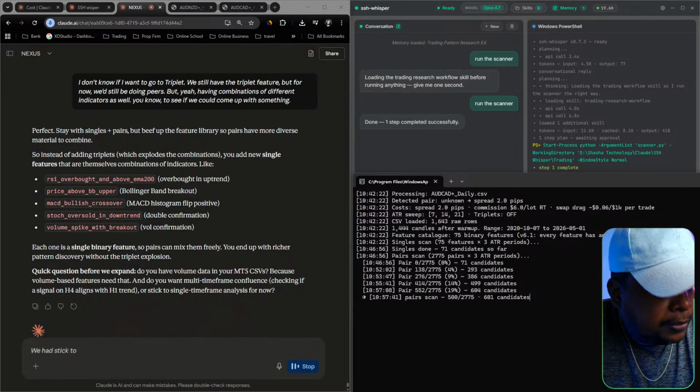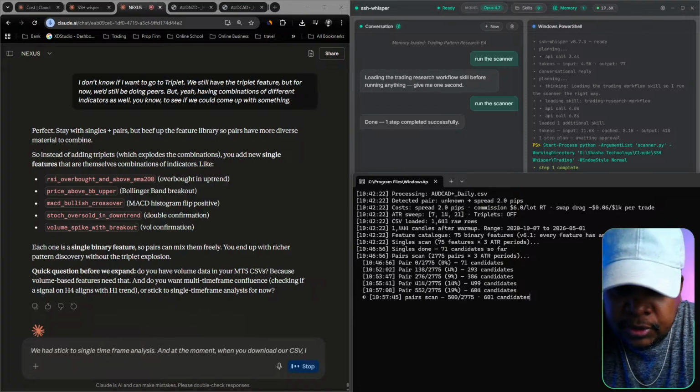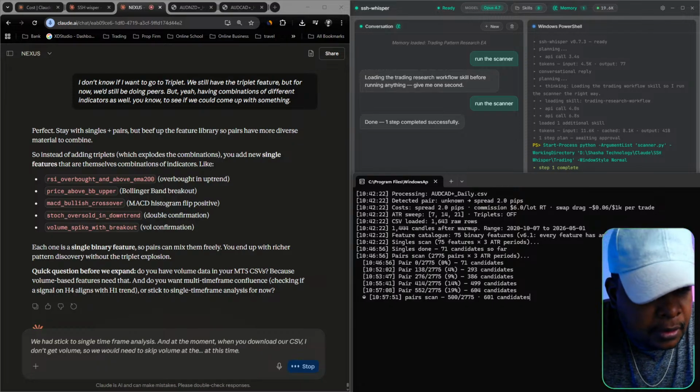We'd stick to single time frame analysis, and at the moment when I download a CSV, I don't get volume, so we would need to skip volume at this time.